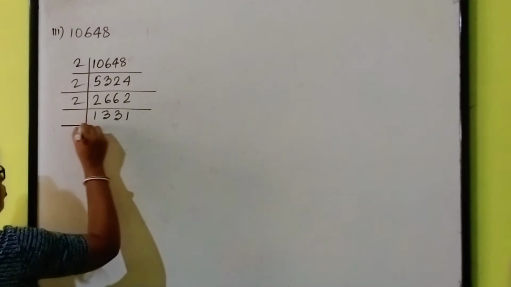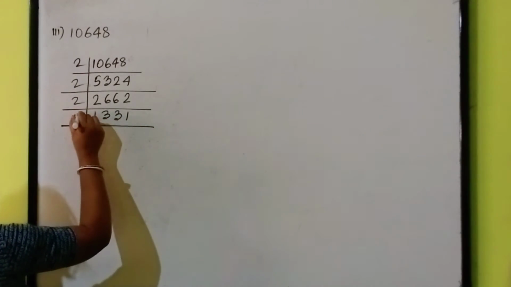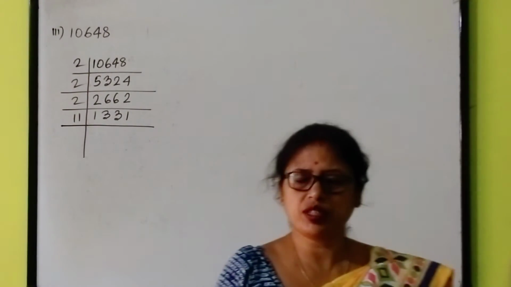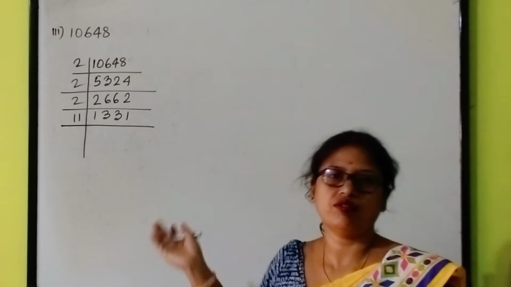7, it will not be divisible. It will be divisible by 11. 7, you can see by dividing whether it is divisible or not. 7's divisibility test is much clumsy. So better to divide it.